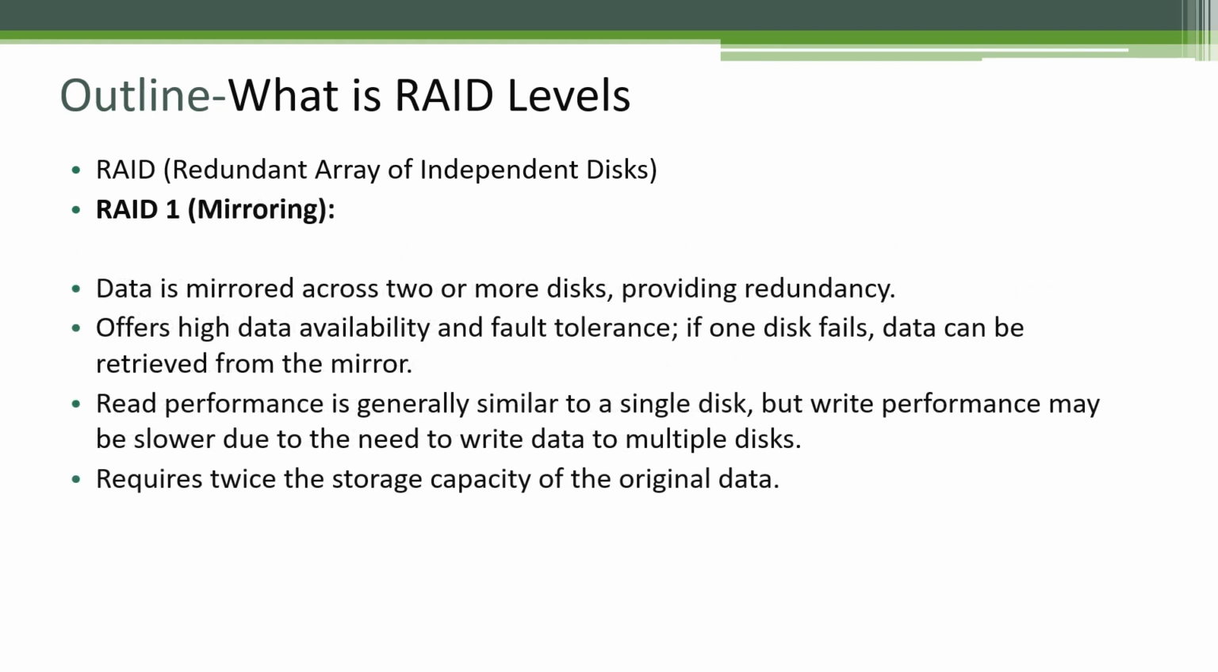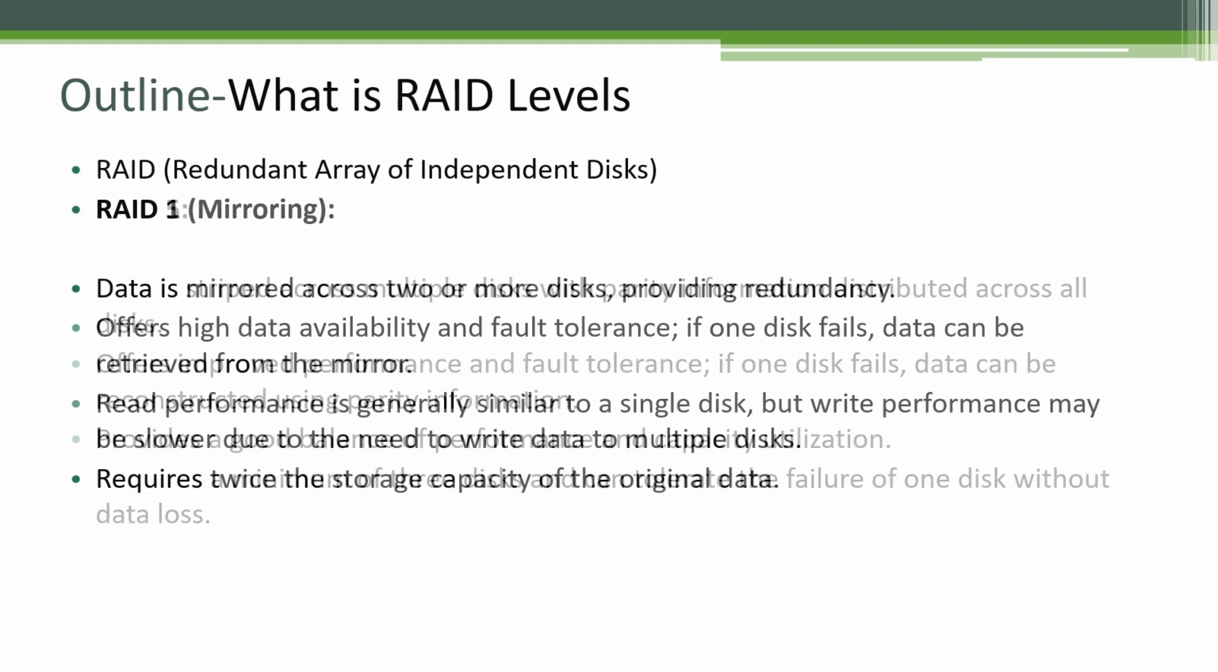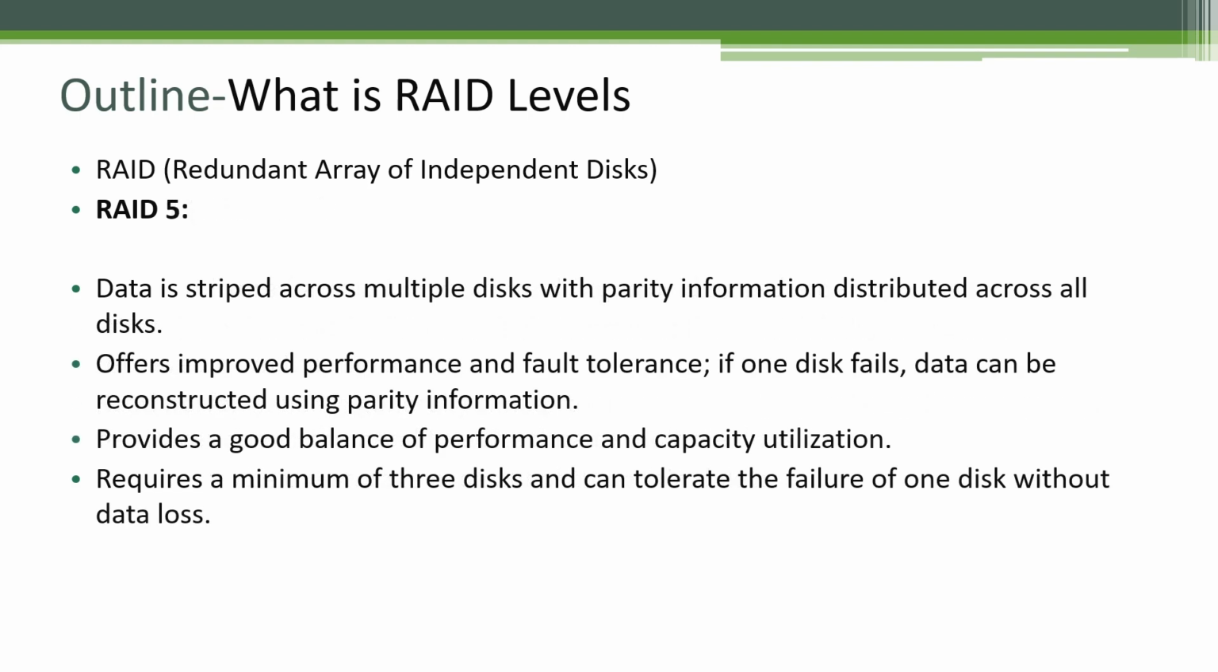RAID 1, mirroring. Data is mirrored across two or more disks, providing redundancy. Offers high data availability and fault tolerance. If one disk fails, data can be retrieved from the mirror. Read performance is generally similar to a single disk, but write performance may be slower due to the need to write data to multiple disks. Requires twice the storage capacity of the original data.